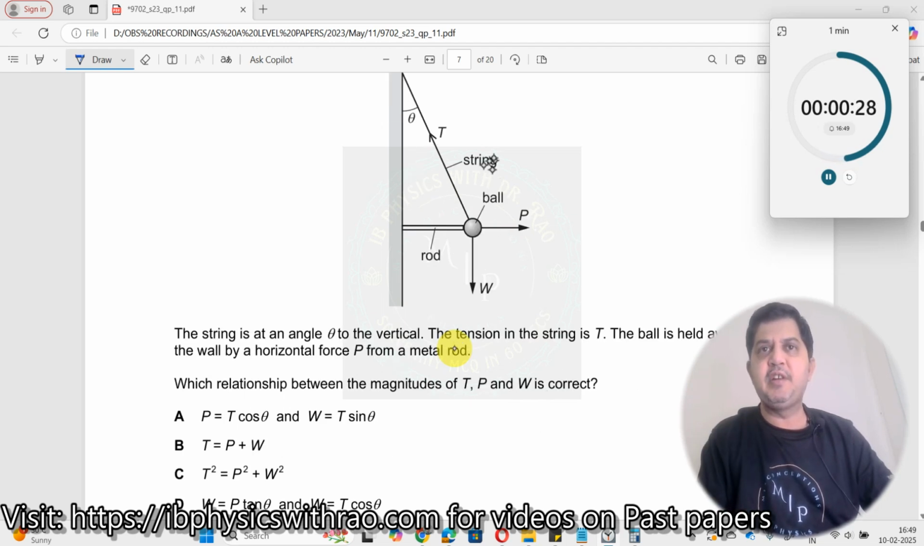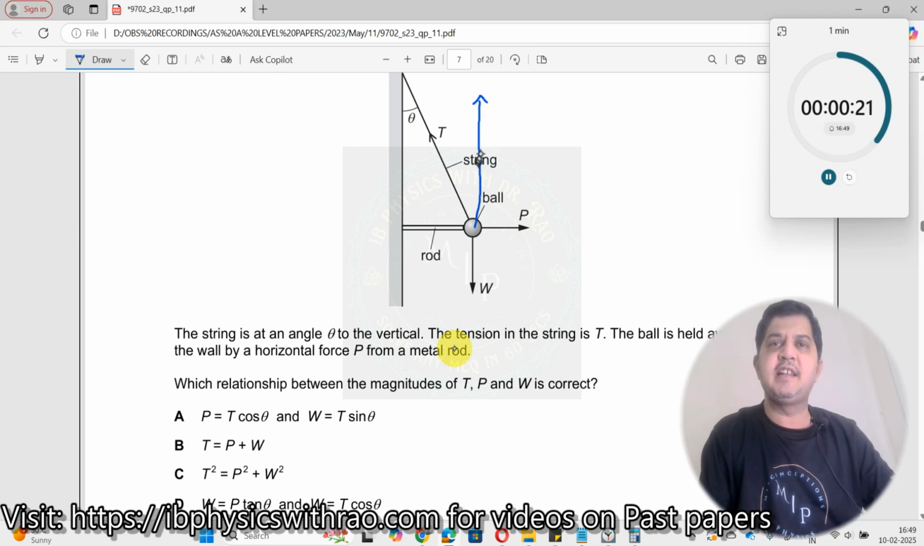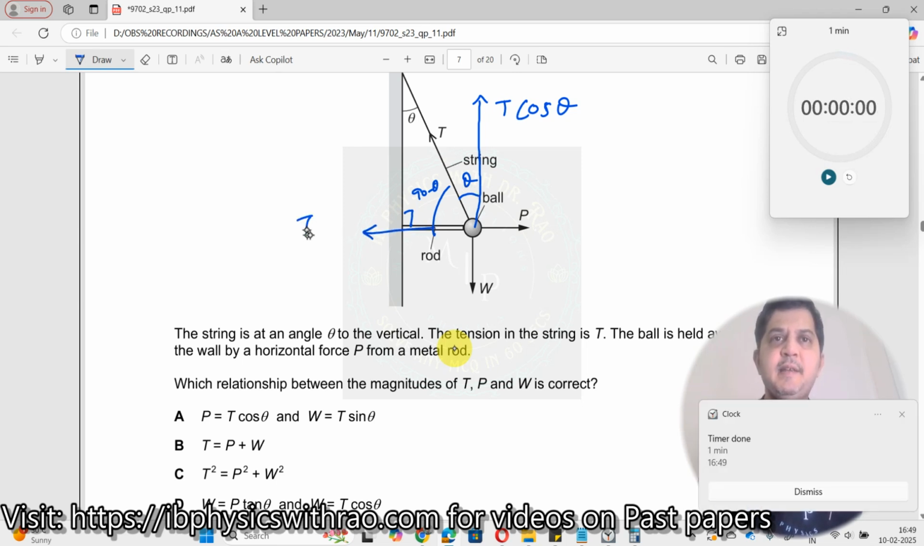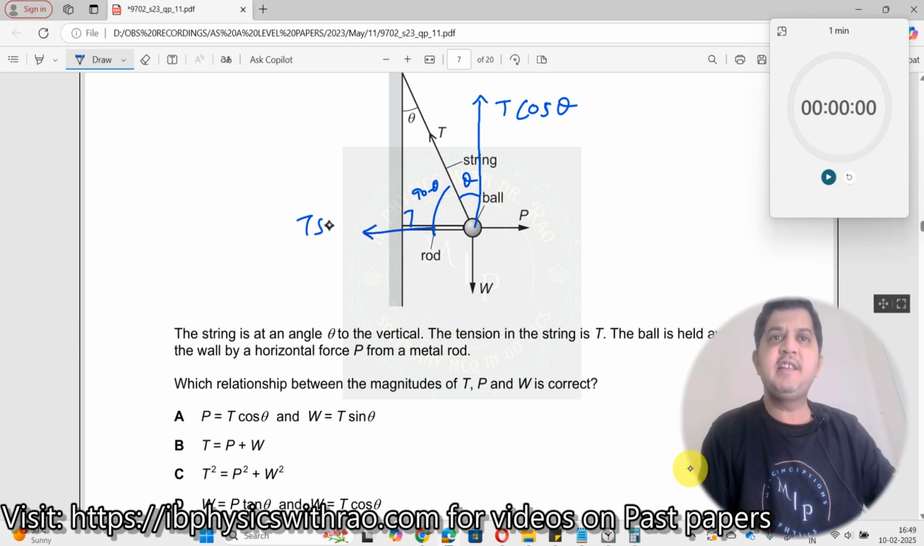Now, the simplest thing you need to do is, if this angle is theta and this is your tension, I can draw a vertical line like this, and this should be equal to T cos theta. Why T cos theta? If this angle is theta, then this angle should also be theta. Why theta? Because if this is 90, this should be 90 minus theta. So definitely this is theta. If this is theta, then this should be T cos theta. Then I have resolved this T into this side. Then along this direction it will be T sin theta.